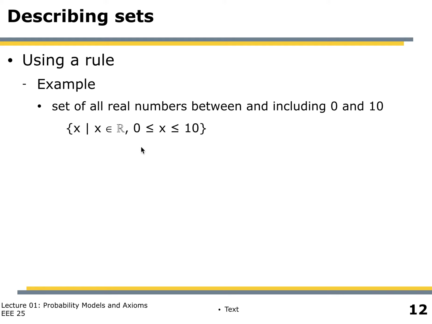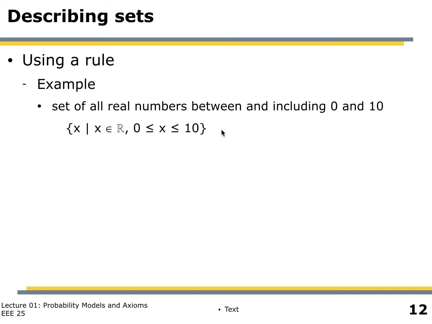Inside a pair of curly braces, you have an element represented by small x, followed by this vertical bar, and then the set of descriptions that must be satisfied by x to be able to belong in this set. In our case, it should be a real number, so that is covered by the statement here. And then it should be inside the interval defined by 0 and 10, including 0 and 10. That is covered by this inequality right here.